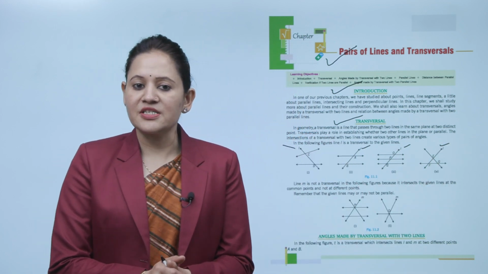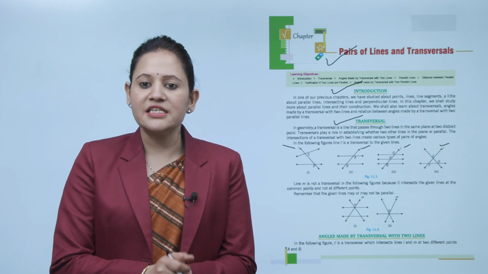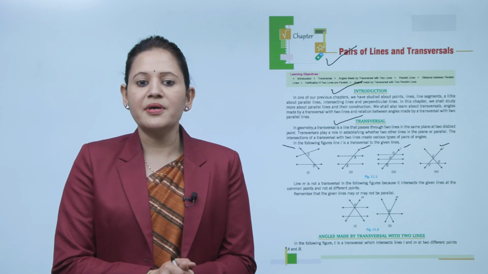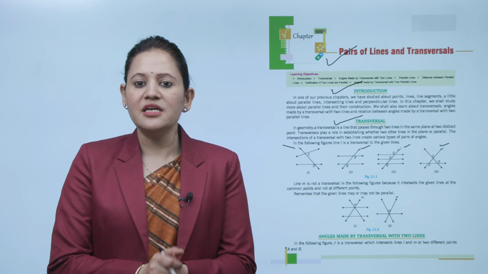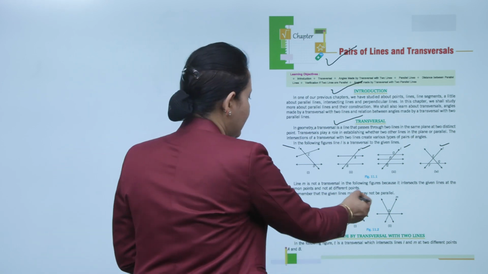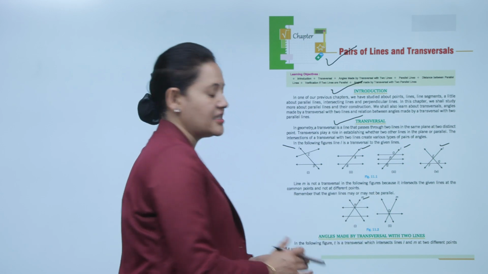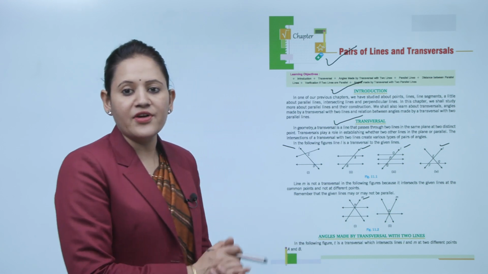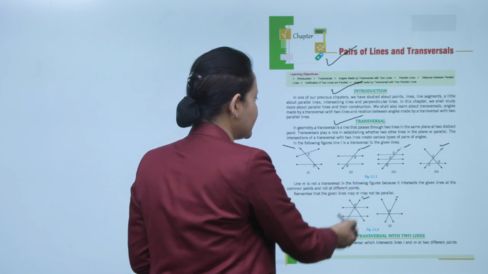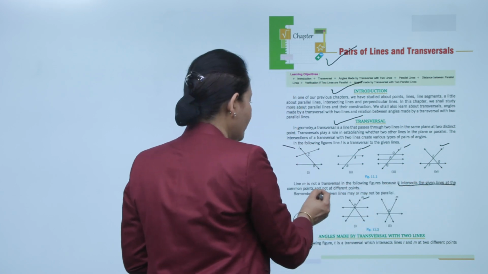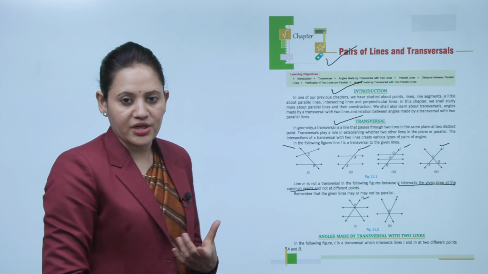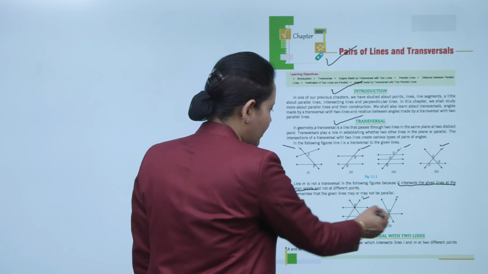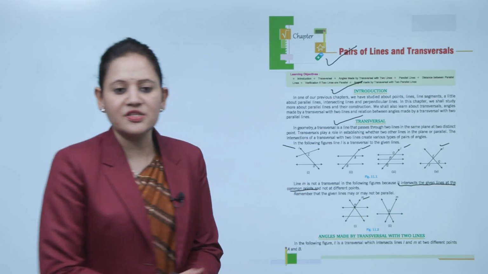Line M is not a transversal in the following figure because it intersects the given lines at the common point and not at different points. Remember that the given lines may or may not be parallel. Here, the line M is not the transversal. Why? Because this line M intersects the given lines at the common point, not at different points. It is intersecting at the same point like here. So this is not a transversal.